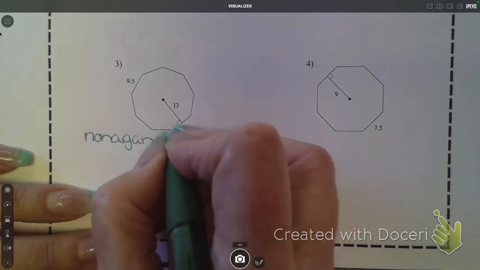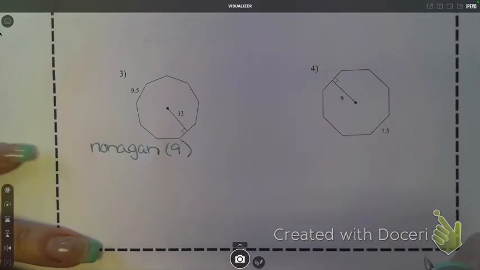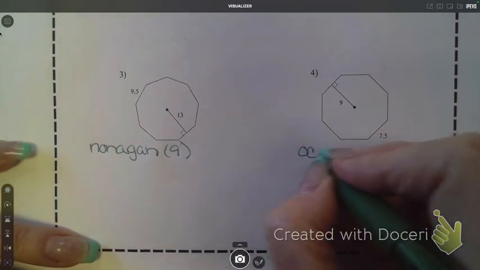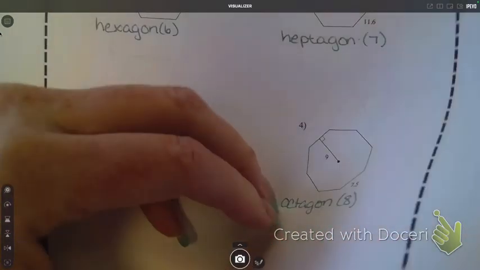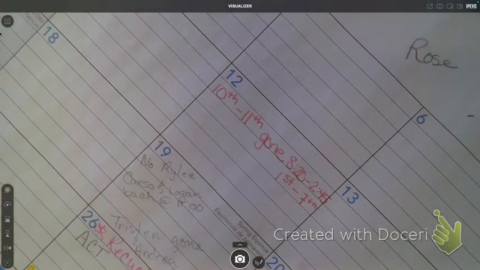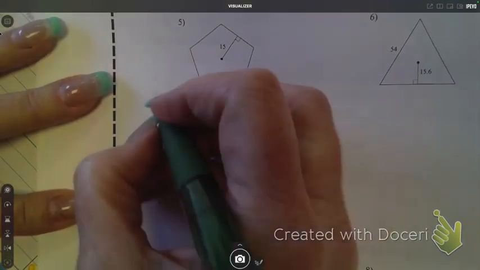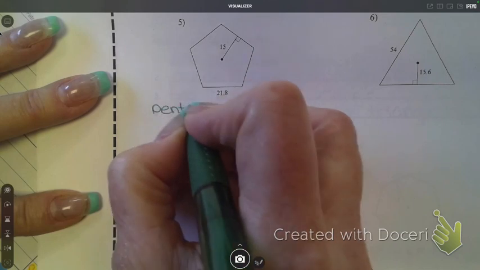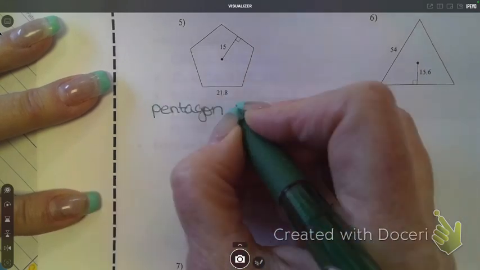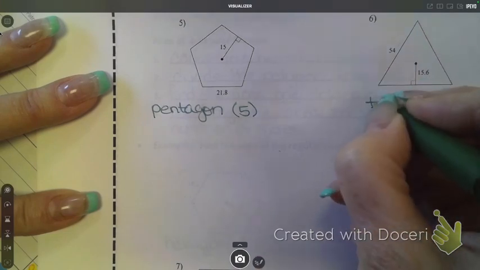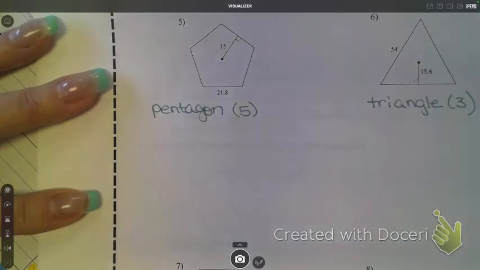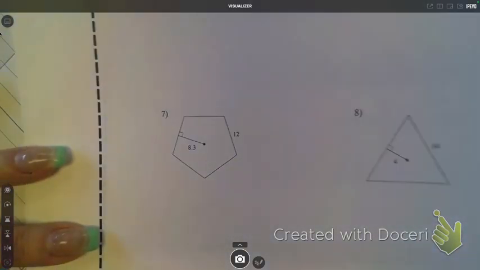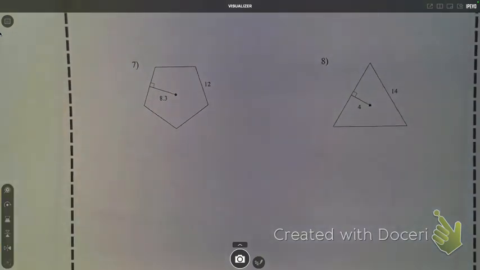So there's 9 here, right? Now, what do we got for the next one? 8. So that is an octagon. Five. Pentagon. Triangle. Yes. Anyone gets triangle wrong, you fail the whole year. I will go back and change your grade. That's illegal. Not if you got triangle wrong, you deserve it. Okay, the next one. Pentagon.